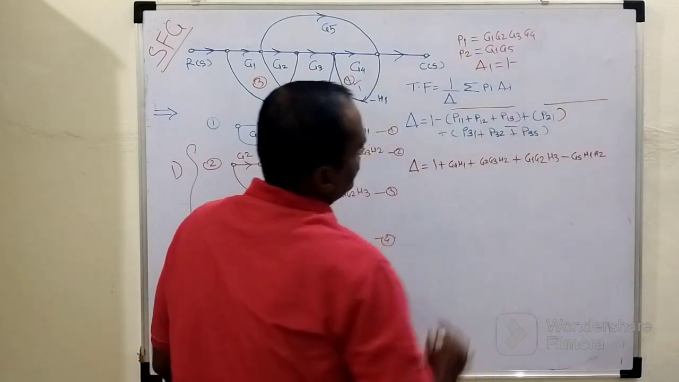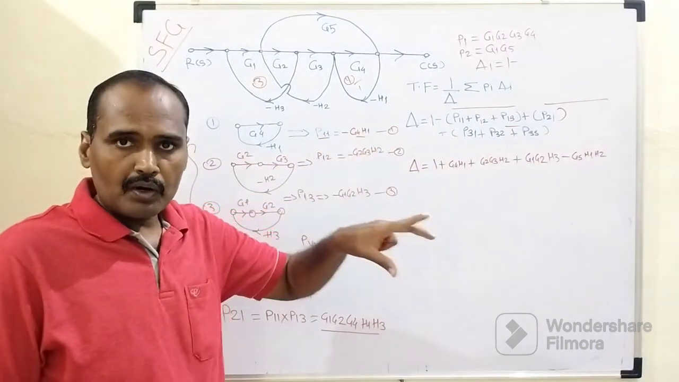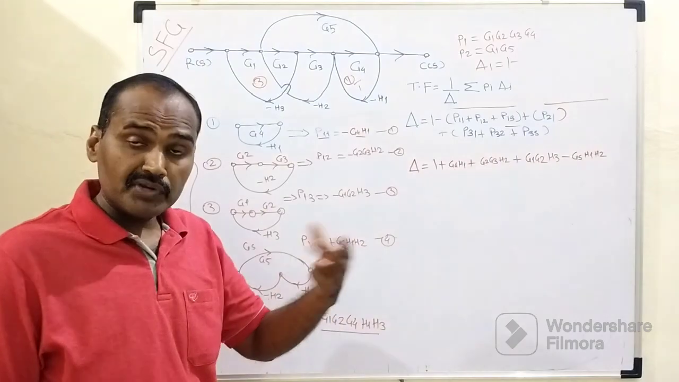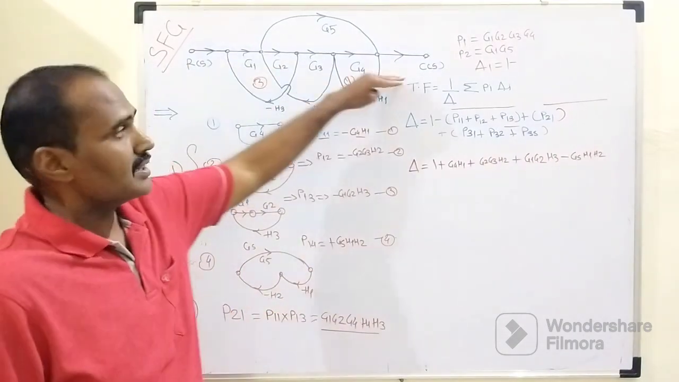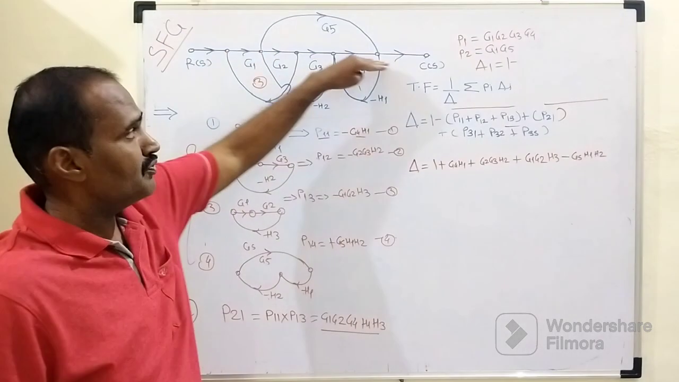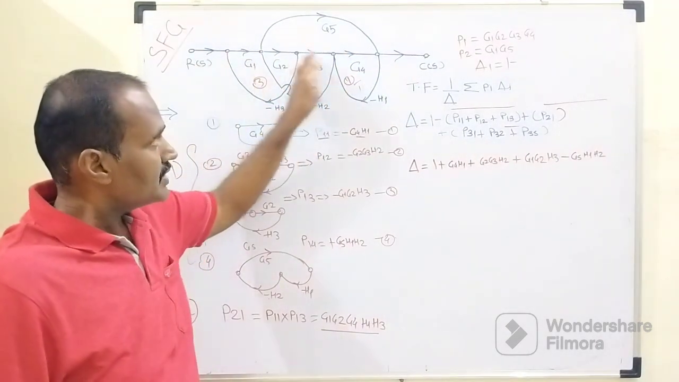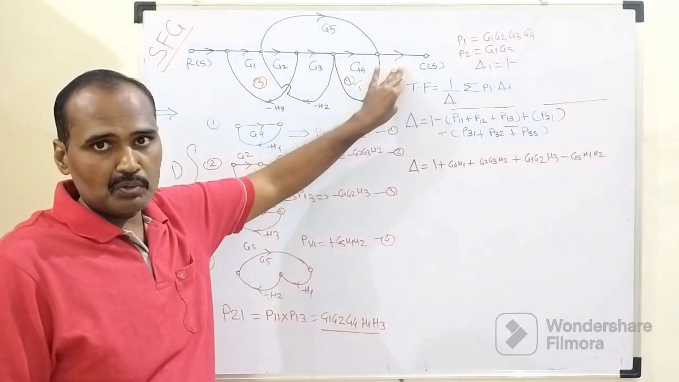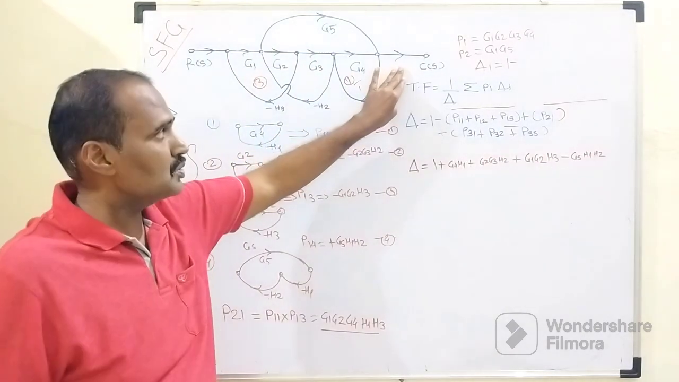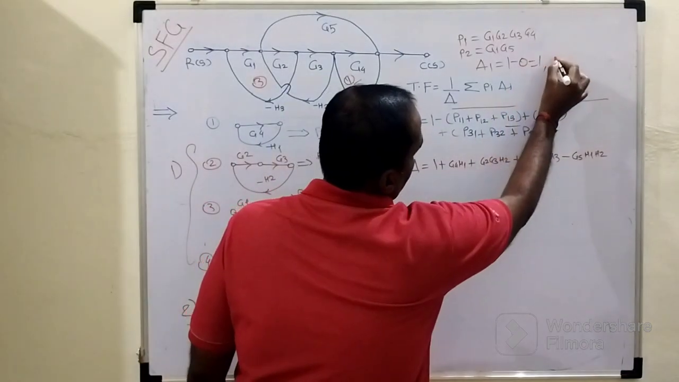So delta 1 equals what? 1 minus the summation of all individual loop gains which do not touch forward path number 1. We are having 4 loops, and all these 4 loops touch the first forward path, which is exactly G1, G2, G3 and G4. So delta 1 equals 1 minus 0, which means it becomes 1.